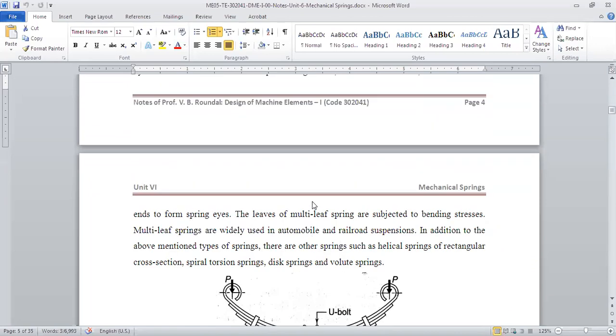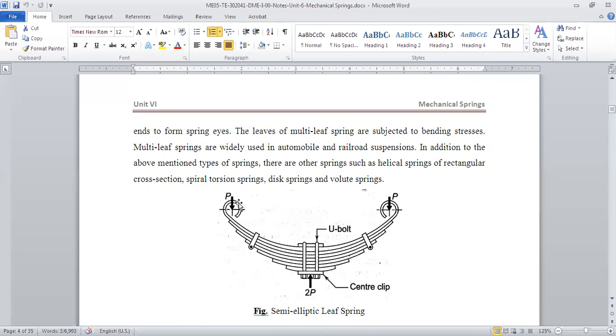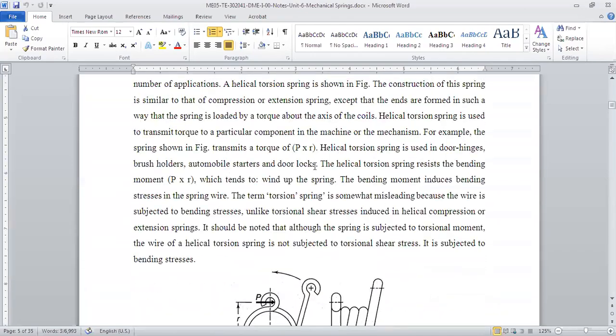We have a design of leaf spring also as a part of theory. The longest leaf is called the master leaf, right? This is the top one, which has an eye also at the end of it. For heavy loads like railway or large trucks, vehicles, these types of springs are used. So these are important.